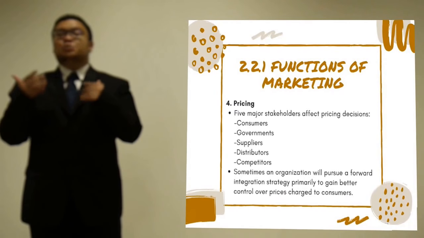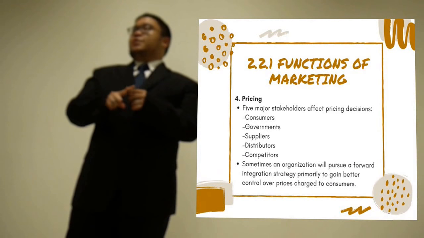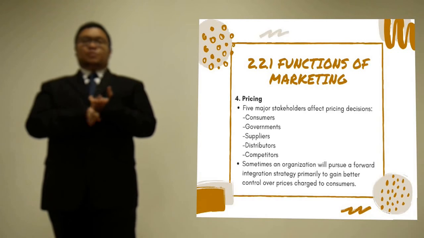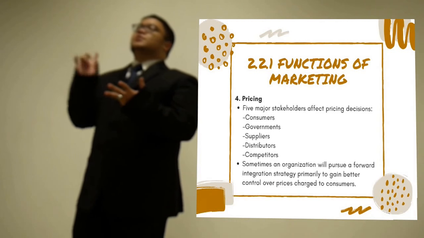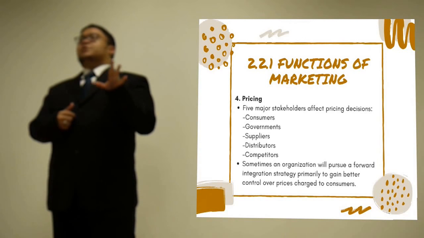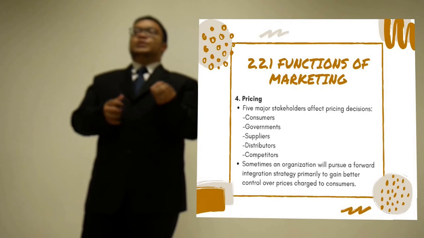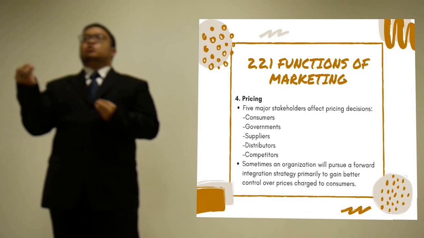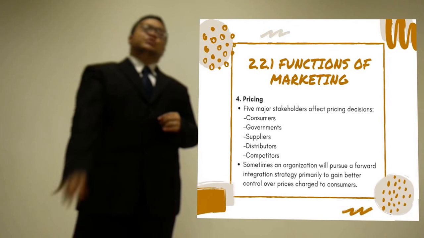All right. Next is pricing. There are 5 major stakeholders that affect pricing decisions. First of all, consumers, government, suppliers, distributors, and competitors. Sometimes an organization will pursue a forward integration strategy, primarily to gain better control over the price charged to its consumers.